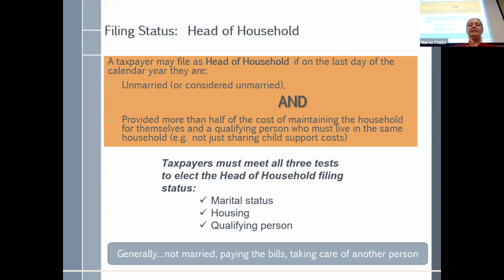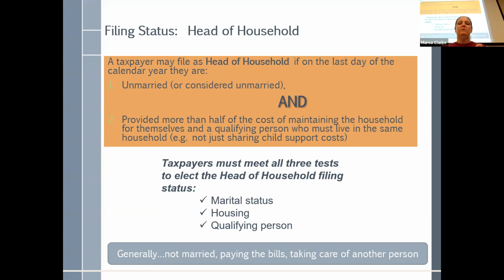All right, filing status, head of household. So a person may be filing as head of household if they are unmarried or considered unmarried, and they provide more than half the cost of maintaining a household for themselves and a qualifying person. And that person must live in the same house with them. So essentially, that's going to be somebody who is not married, taking care of usually a child, and paying the bills to take care of that child and for their household.